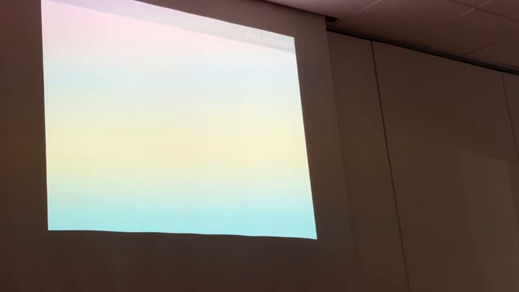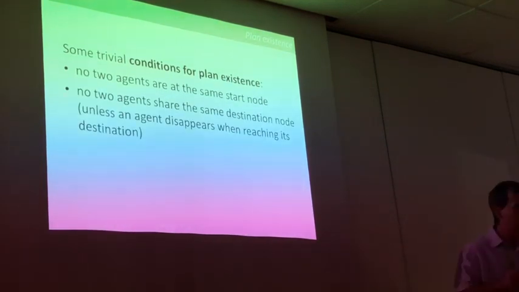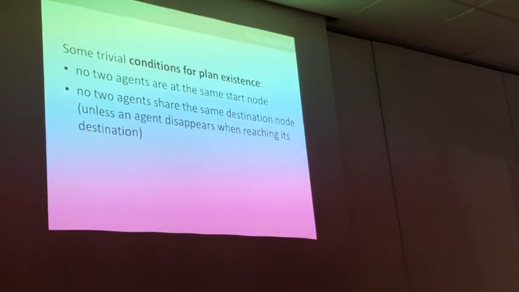will describe. Obviously, we can define some trivial conditions when a plan may exist. For example, if two agents are at the same node at the beginning, there's no chance to find a collision-free plan because there is already a collision there, right? Similarly, if two agents have the same destination, it's not possible to find a collision-free plan because at the end, they need to be both there. And unless we remove one of these agents, there is always a collision, right? So if there are the same destinations, it's not possible to find a plan.